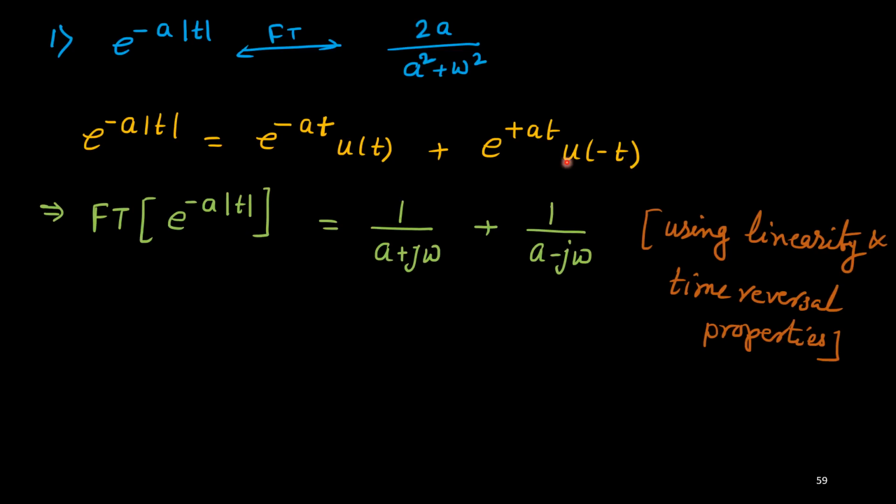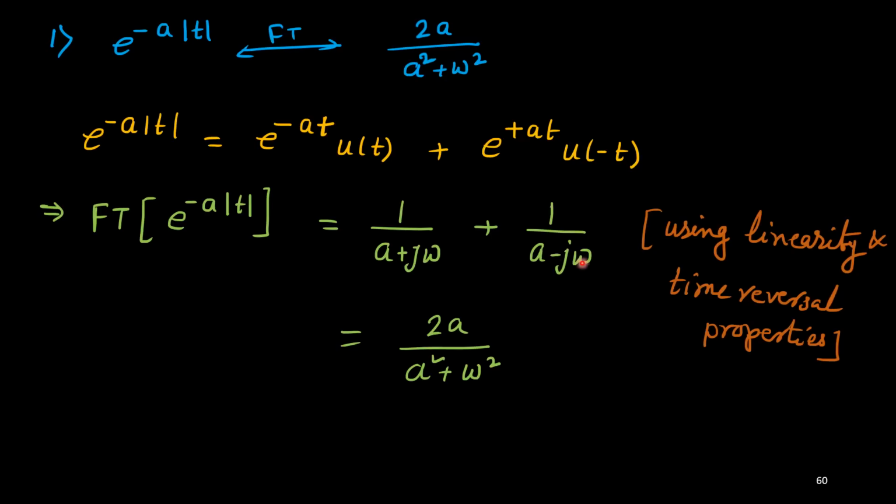Now this one, you see, is nothing but the replacement of t by minus t. If I replace t by minus t here, it will become e to the power plus a t, and u of minus t. So this signal is the time inversion or reversal of this one. Using the time reversal property, omega should be replaced by minus omega. So I have replaced it by a minus sign here, and this is 1 upon a minus j omega.